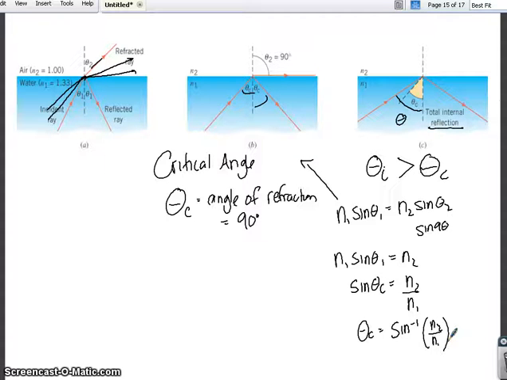Okay? And in these situations, n1 is going to be greater than n2. As you can see here, n1 is the index of refraction in water versus the index of refraction in air. We know the index of refraction in water is greater than n2. It only works when this happens. And so it will never be the opposite. n1 will never be less than n2 to find the critical angle, okay?